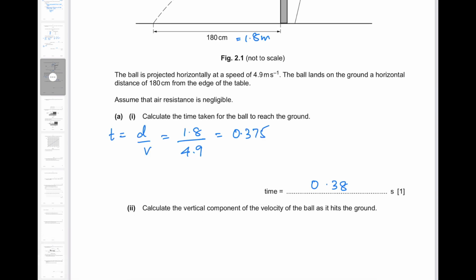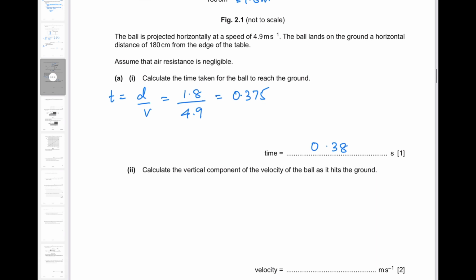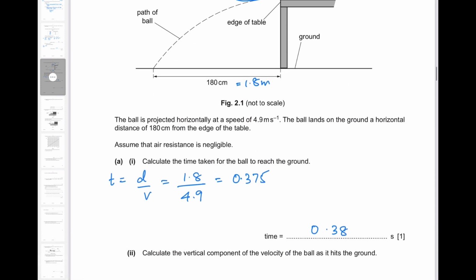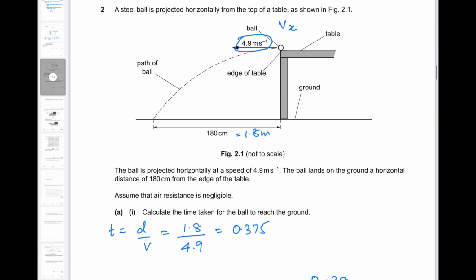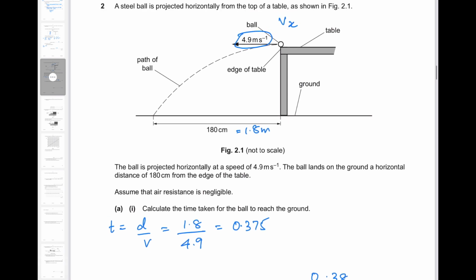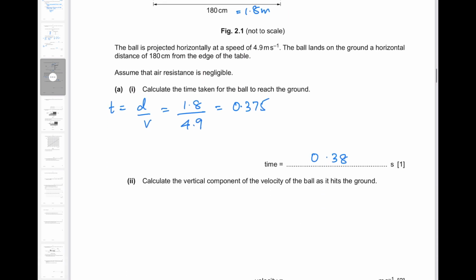A2. Calculate the vertical component of the velocity of the ball as it hits the ground. Alright, as I mentioned earlier, we would have acceleration in the vertical direction, and the ball starts with a vertical velocity of 0, which means u is 0, acceleration is 9.81 in the vertical direction. The time of flight in the vertical and horizontal directions is the same, so that would be 0.38.